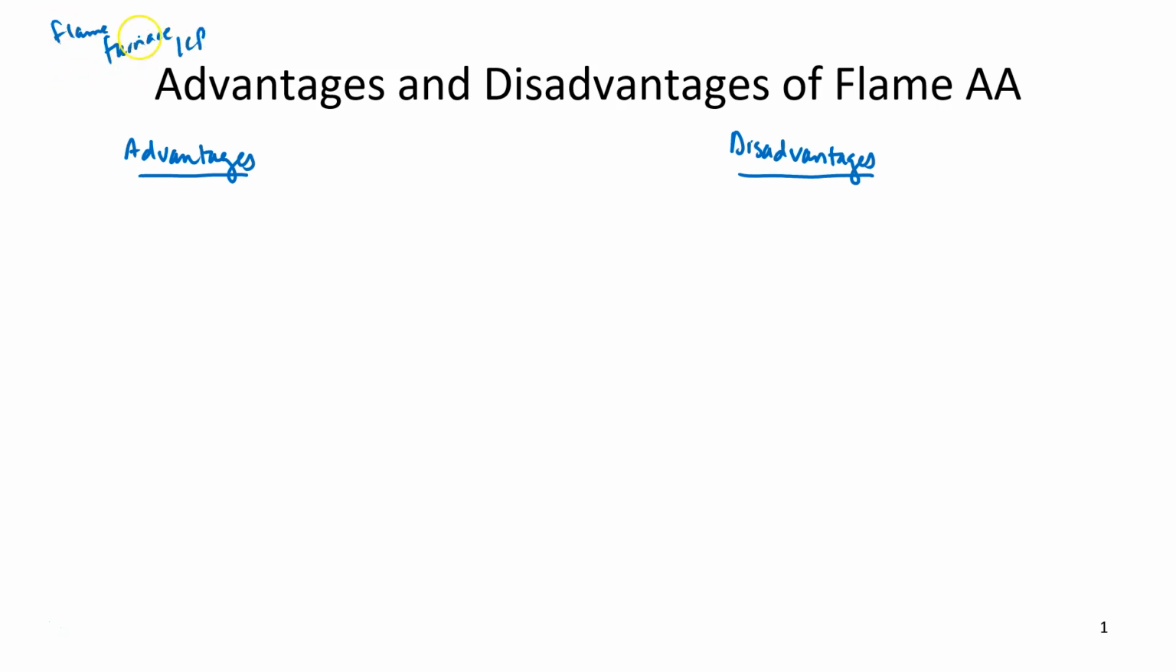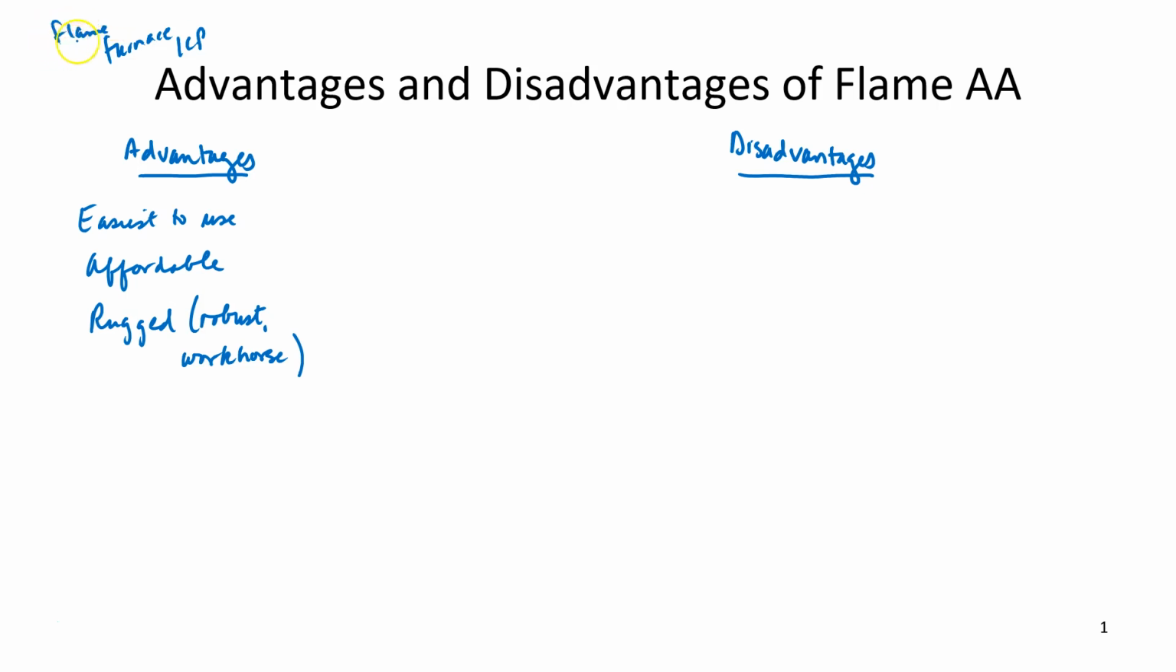So of these three, one of the advantages of the flame is I would say it's the easiest to use. It's probably the most affordable. And it's a really rugged instrument. Some synonyms could be robust, or you might think of it as the real workhorse of a lab. So those are some nice advantages, but there are some disadvantages.